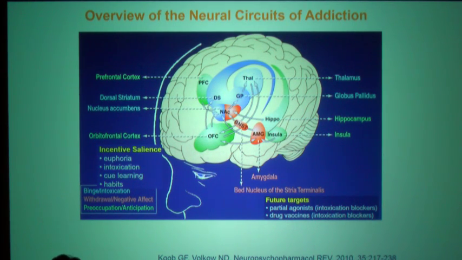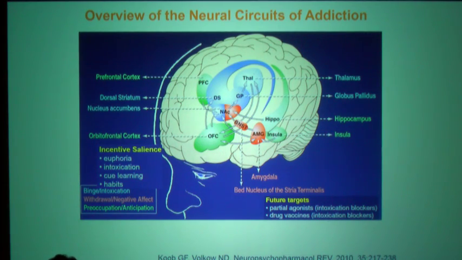So first, we're going to look at the binge and intoxication stage. That's the fun part of addiction. That's the blue circuit. And then we're going to look at the withdrawal or negative affect phase. That's the red circuit. That's what Dr. Koob calls the dark side. And then we'll look at the frontal cortex, the preoccupation and craving circuit of addiction, which is the green part. And that's the part that is kind of what makes us human.